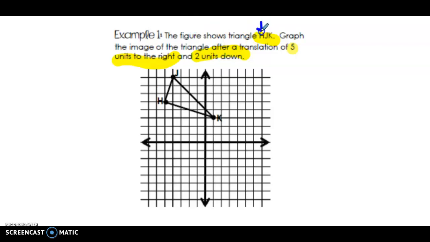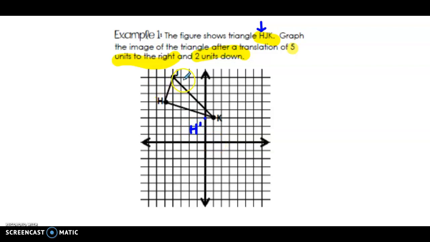What I mean by that is I'm going to take H because it's the first letter, and I'm going to move only H. So I'm going to go 5 to the right, and I'm going to stay on the grid marks, 1, 2, 3, 4, 5, and then I'm going to go 2 down, 1, 2. And if you noticed, I never picked up my pen. I just kept moving with it. And that is the new H, so we're going to call it H prime with a little tick mark.